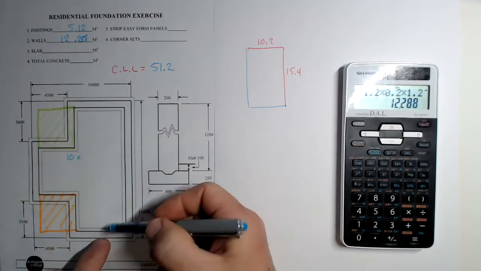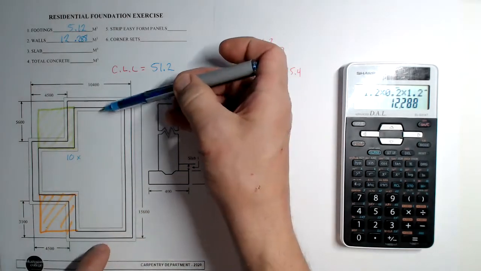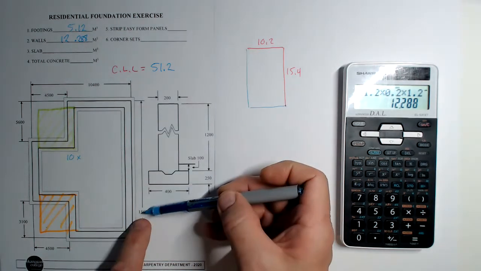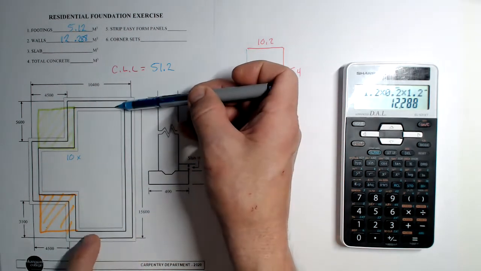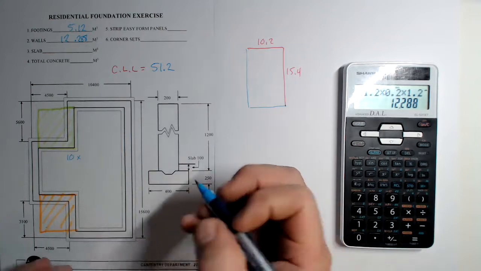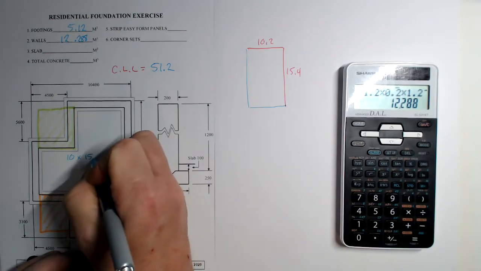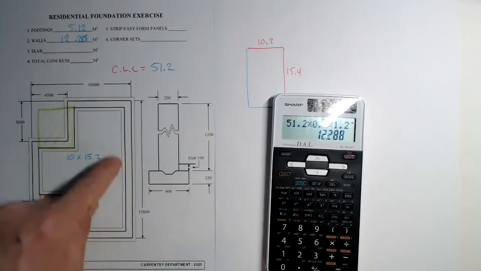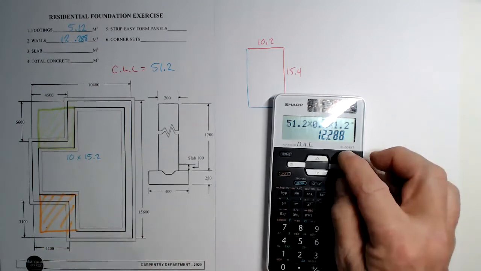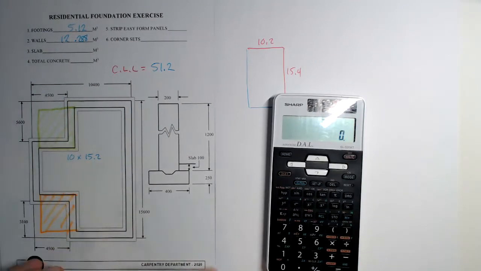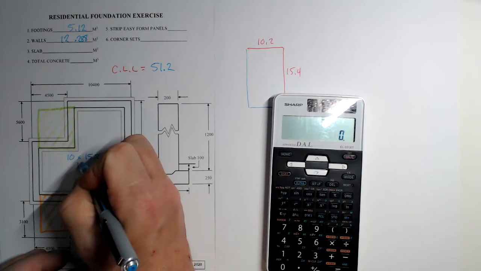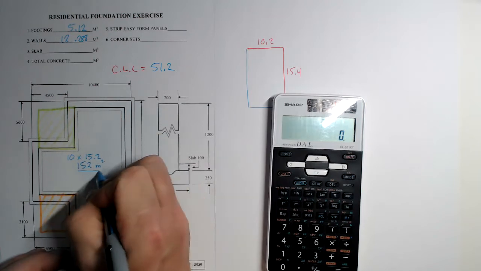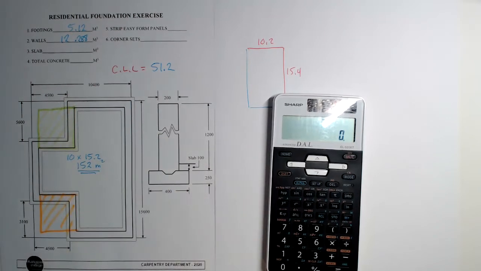Now we'll multiply that by the length of our building from inside of foundation wall to inside of foundation wall. That will be 15.6 minus 2 wall thicknesses, which gives us 15.2. Let's get the area for just this greater slab square. 10 times 15.2 is 152 square meters. So there's our starting area.